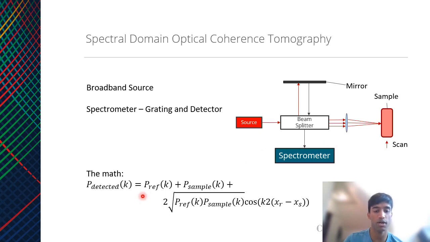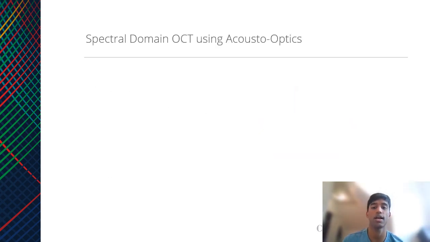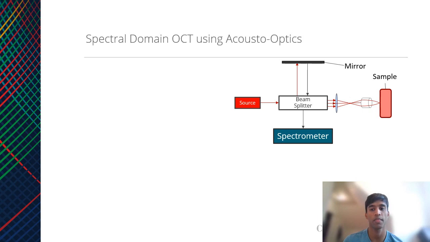Here we can see the signal that we detect for each wavelength, and it depends on the path length difference between the sample and reference arm. This provides us with an image, and I will now be going over the advantages of using Acousto-Optics with this system. So the drawback of using only a lens is that we have lower signal as we go deeper into the sample.